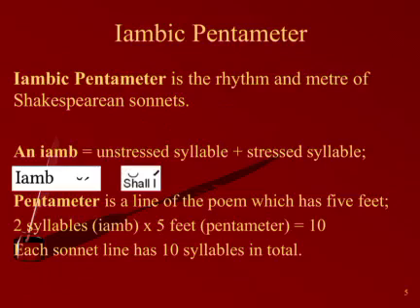Penta is from the Greek for 5, so pentameter is a line of poem which has 5 feet, in our case 5 iambs. Let's do a little mathematics. An iamb is a two-syllable foot, there are 5 feet, 2 times 5 is 10. So each sonnet line has 10 syllables in total.